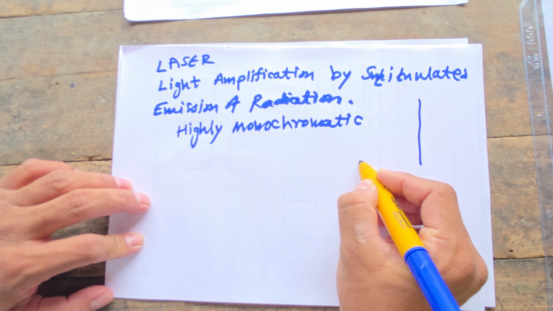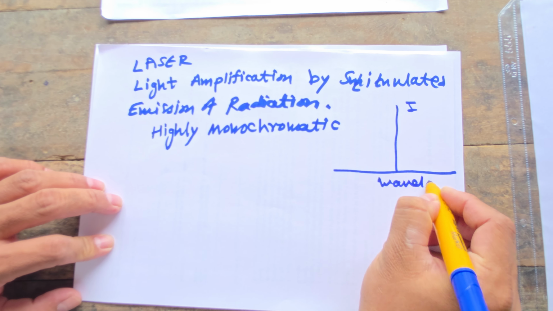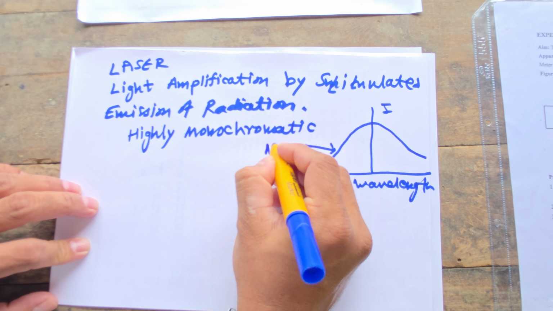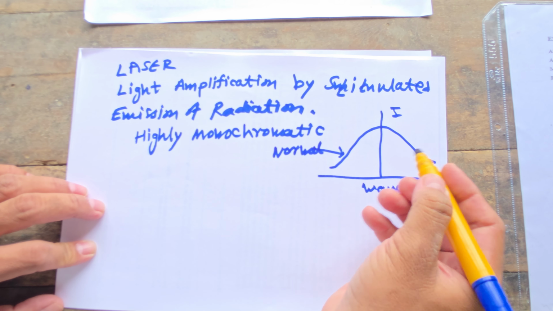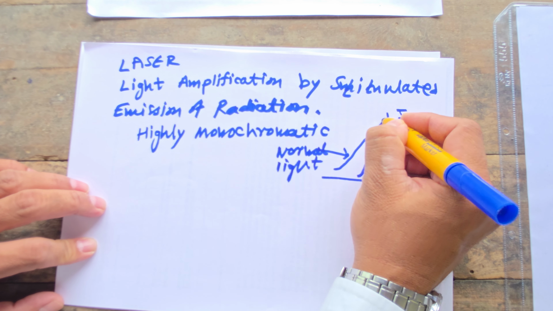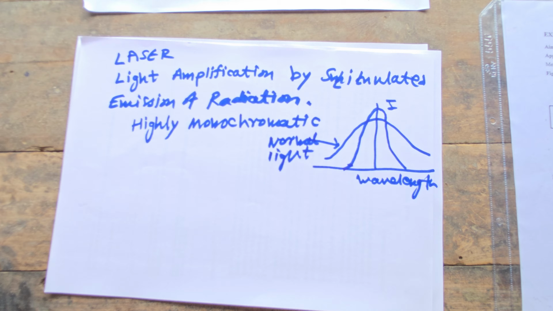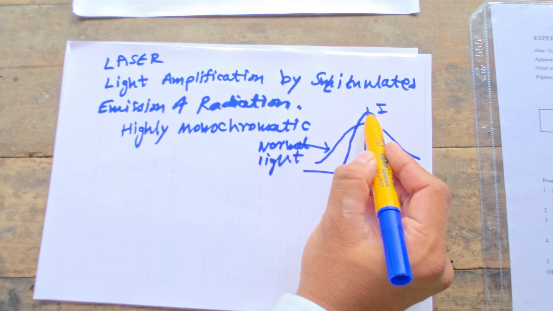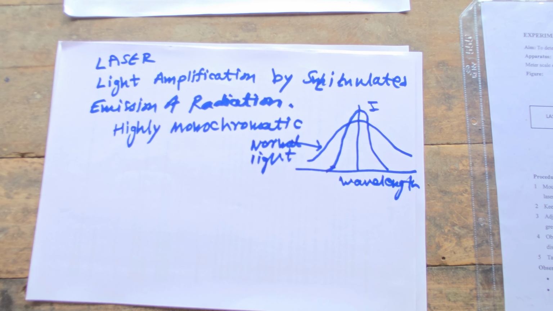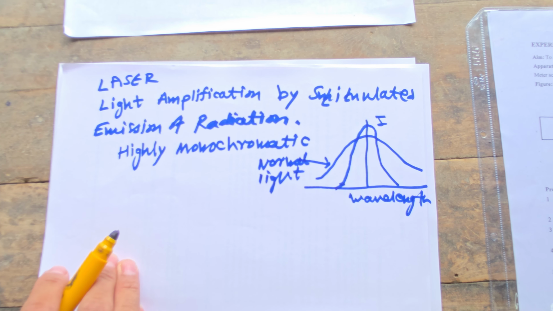For normal light, we have a broader spectrum of intensity versus wavelength, like this, say for a yellow color or a sodium lamp. But for a laser, this spectrum becomes very narrow. Monochromatic does not mean exactly one wavelength, but the intensity is concentrated at that particular wavelength only. Therefore, they are highly monochromatic, highly coherent, and also have high power.